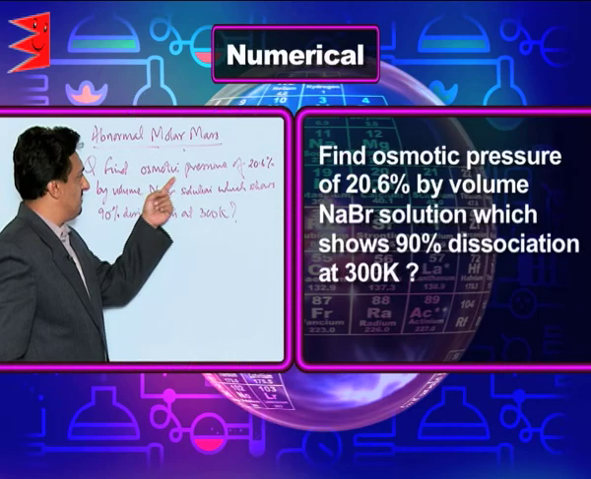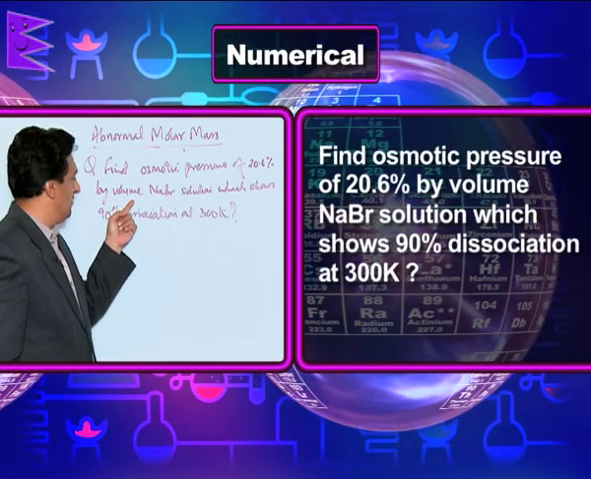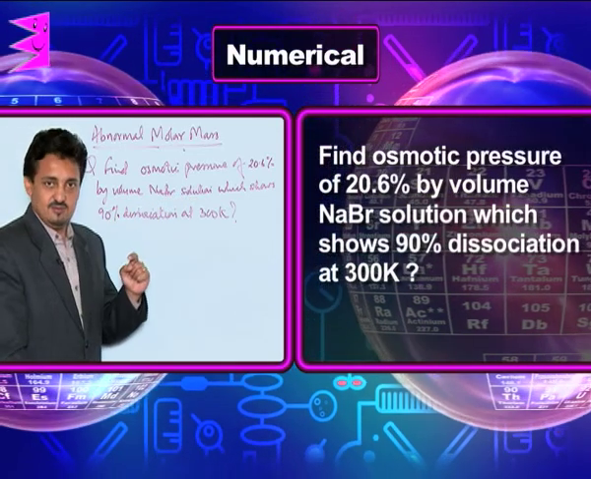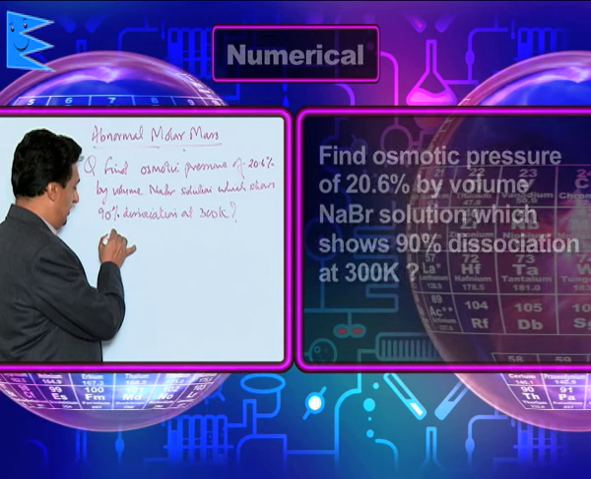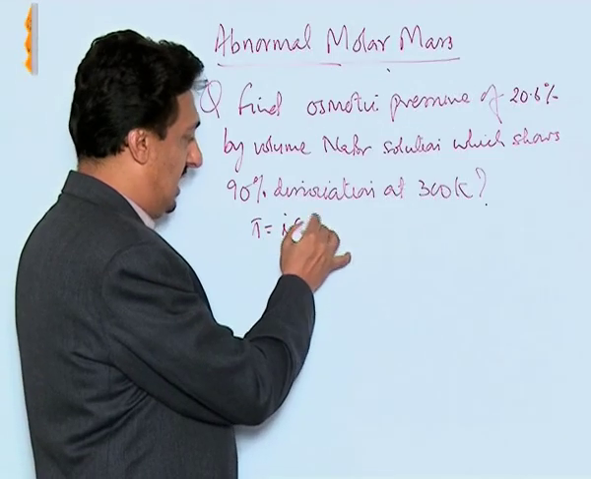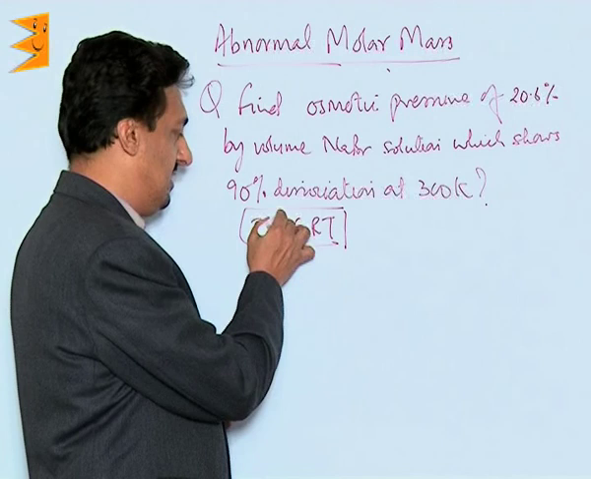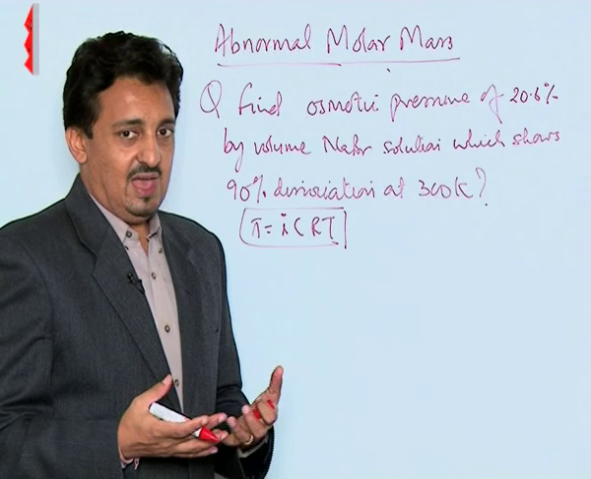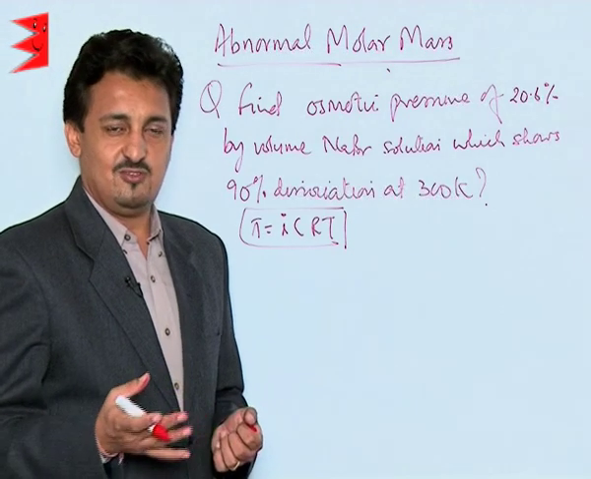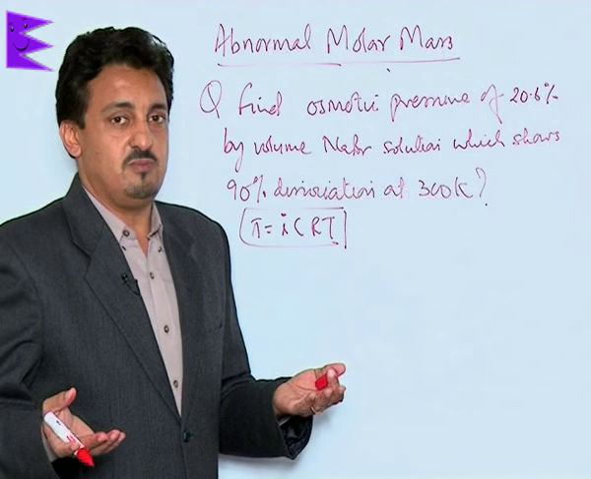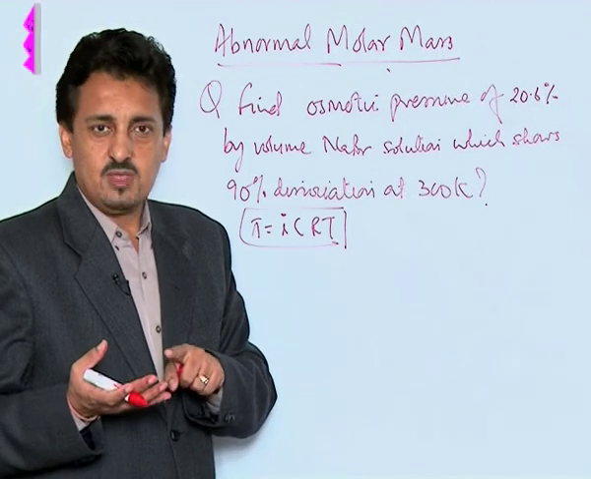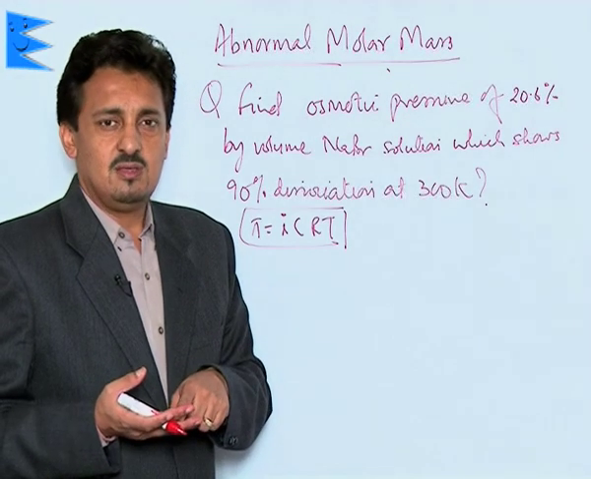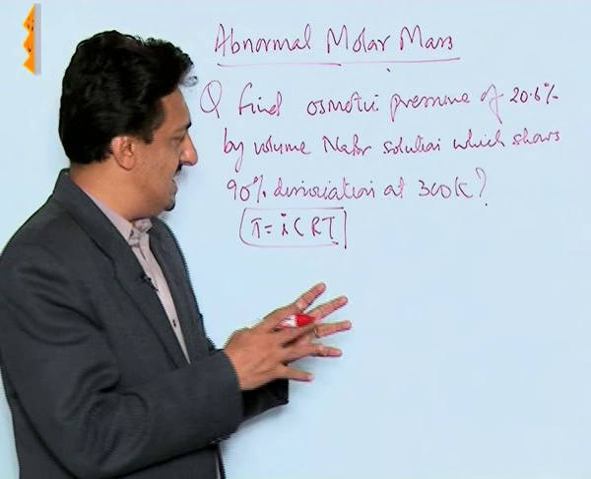See, it says find osmotic pressure of 20.6% weight by volume NaBr solution which shows 90% dissociation at 300 Kelvin. So we have to find out pi. We know the formula will be pi equals iCRT. Don't forget to write down i. In fact, you have to remember that always the i is there in these colligative property formulas. And in case of dissociation, it is more than 1. In case of association, it is less than 1. And it is equal to 1 when the solutes are non-electrolytes, like urea, glucose, sucrose, fructose, glycol, glycerol, etc. So in these cases, i is always 1.